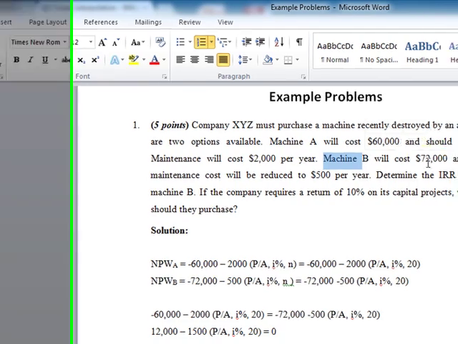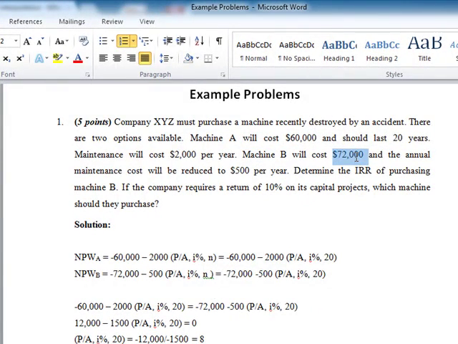This machine will cost $72,000 in the beginning, and the annual maintenance cost of this machine will be reduced to $500 per year. So this machine is costly, but its maintenance cost is less than machine A. What we need to do is determine the internal rate of return of purchasing machine B. If the company requires a return of 10% on its capital projects, which machine should they purchase?